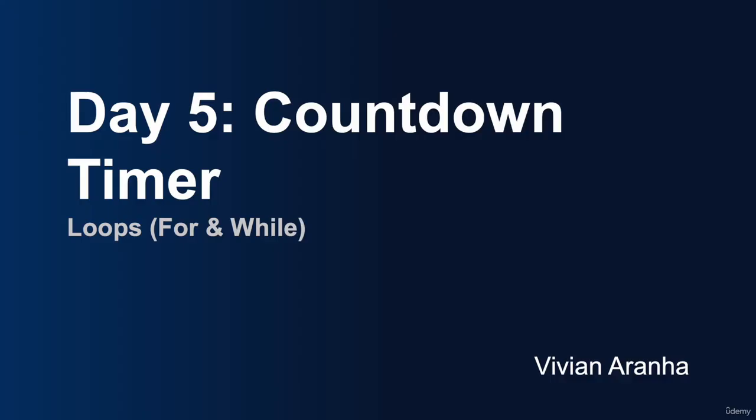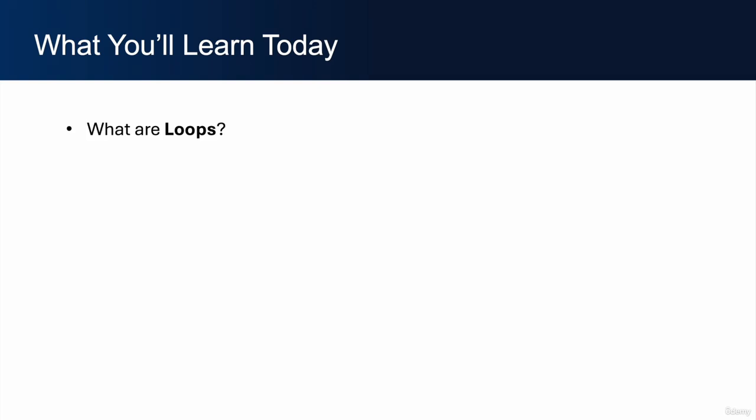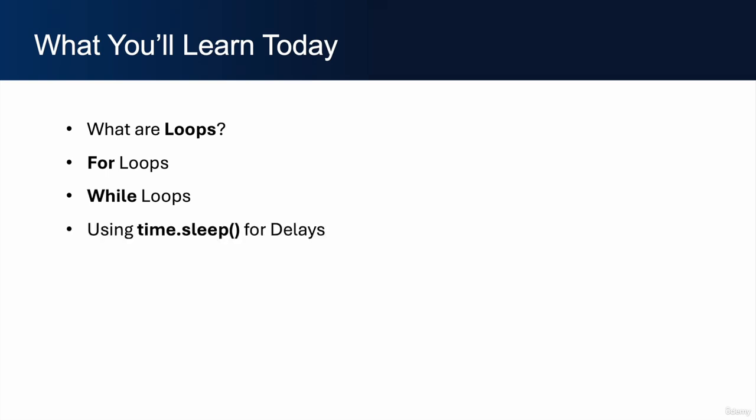Welcome to day 5 of your 100 days of Python challenge. Today, we'll master loops in Python, specifically for loops and while loops. By the end of the day, you'll build an interactive countdown timer that can count down from any number you provide. Let's look at what you learned today. First, what are loops? Then we will cover for loops and while loops, using time.sleep for delays, which will help us in our day 5 project, which is the countdown timer.